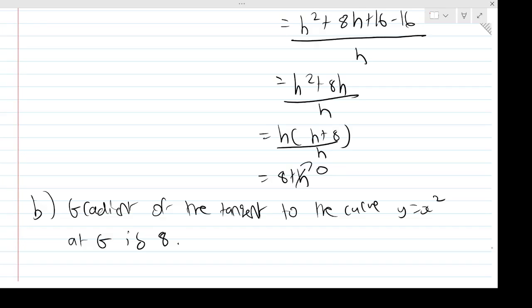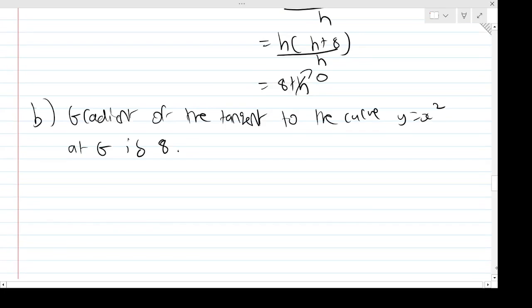Okay. And well, again, this idea of going towards a point to find the gradient of the tangent, we will be using in the next section. So hopefully this idea made sense, how we get closer and closer towards a point, which allows me to get a closer and closer approximation for the gradient.